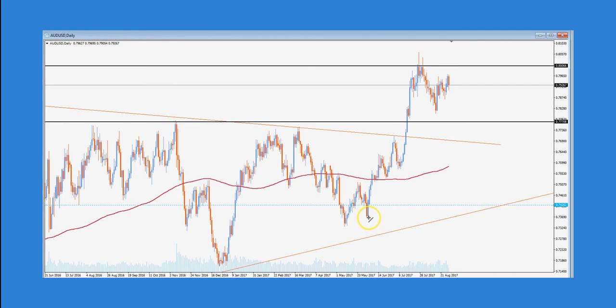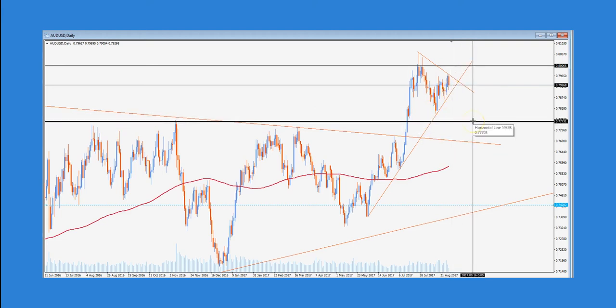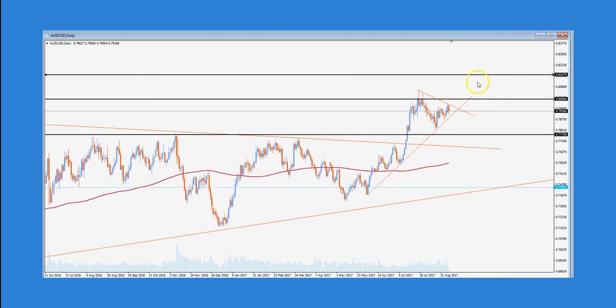We will see that it has been respecting this upwards trend line, and it is forming a pennant, which, if this is going to break out, we've got to look at where it's going to break. If it breaks out to the downside, we could be looking at a drop back to the 0.777 mark, which has been a bit of a hot spot for the AUD. If it breaks to the upside, first point of resistance, like I said, would be around 81, 82 cents.